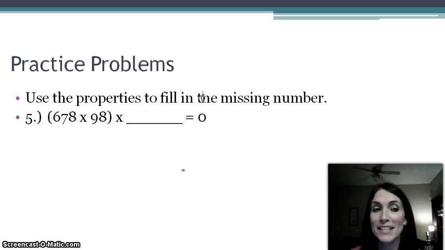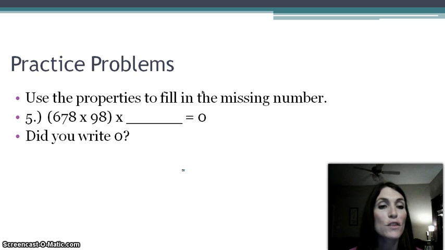Okay, now more practice problems. Use the properties to fill in the missing number. 678 times 98 times what will give us 0? Write that down on your paper. Press pause if you need to. Press play when you're ready to check your answer. If you wrote 0, you were correct. This is an example of the 0 property of multiplication.